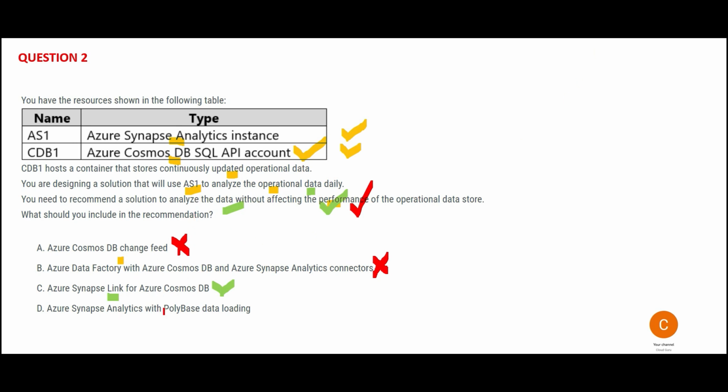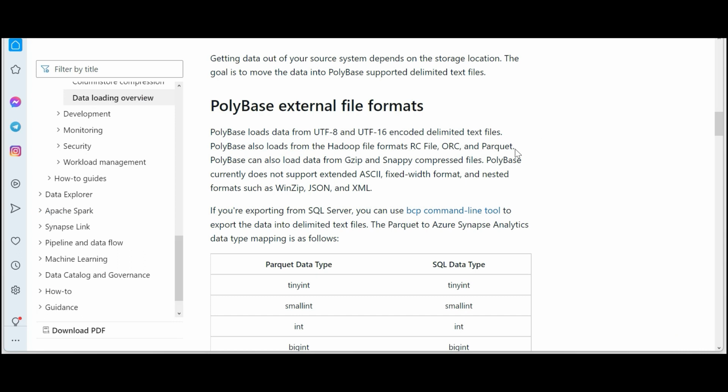Now option D states that you would use Azure Synapse Analytics with Polybase. What is Polybase? The primary purpose of Polybase is to access external file formats. Usually we have some files, we run ETL like Data Factory, and we load it into Synapse.